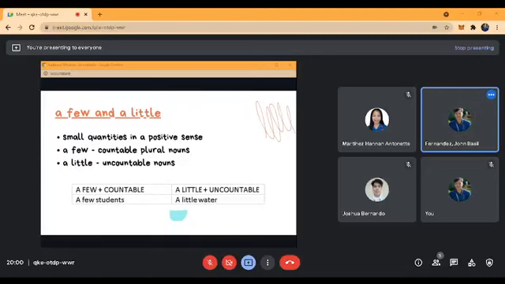Now, a few and a little are used to talk about small quantities in a positive sense. Again, a few and a little are used to talk about small quantities in a positive sense. A few takes countable plural nouns, and a little takes uncountable singular nouns, just like this. A few plus countable, which is a few plus students. A little plus uncountable, or a little water.